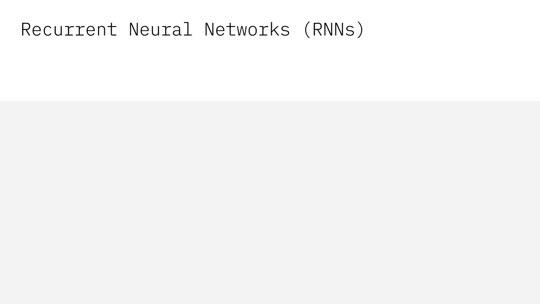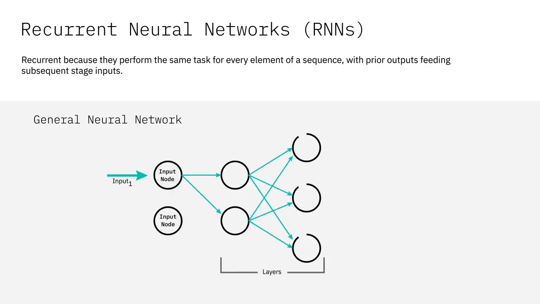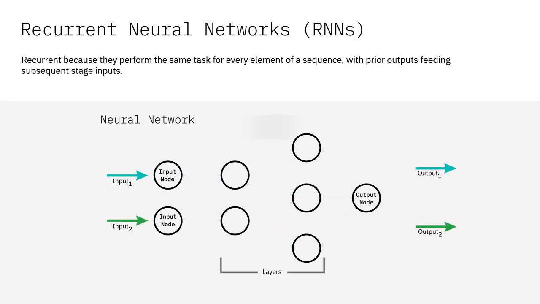Recurrent neural networks, or RNNs, are recurrent because they perform the same task for every element of a sequence, with prior outputs feeding subsequent stage inputs. In a general neural network, an input is processed through a number of layers, and an output is produced with an assumption that the two successive inputs are independent of each other. But that may not hold true in certain scenarios.